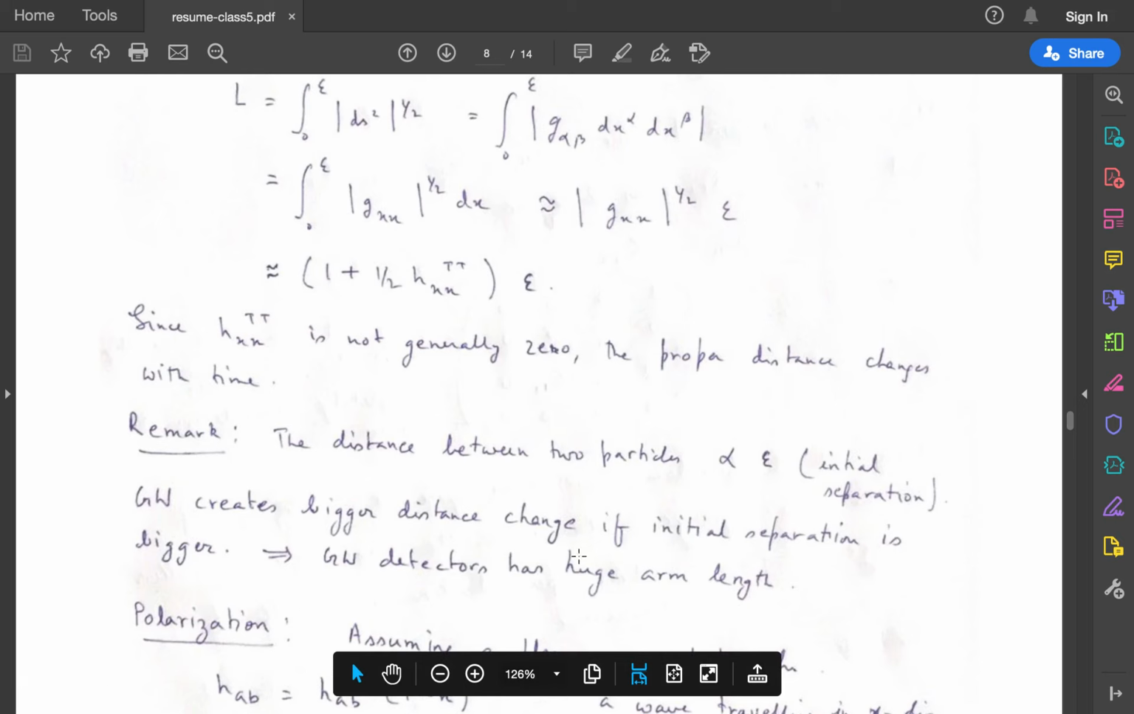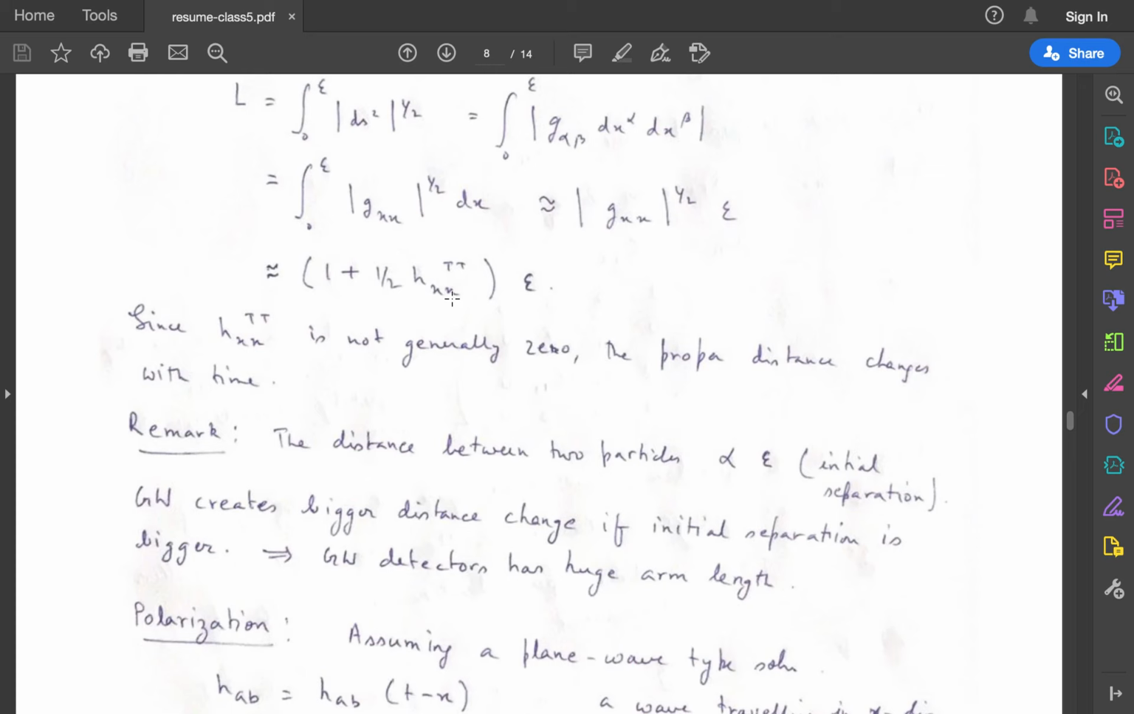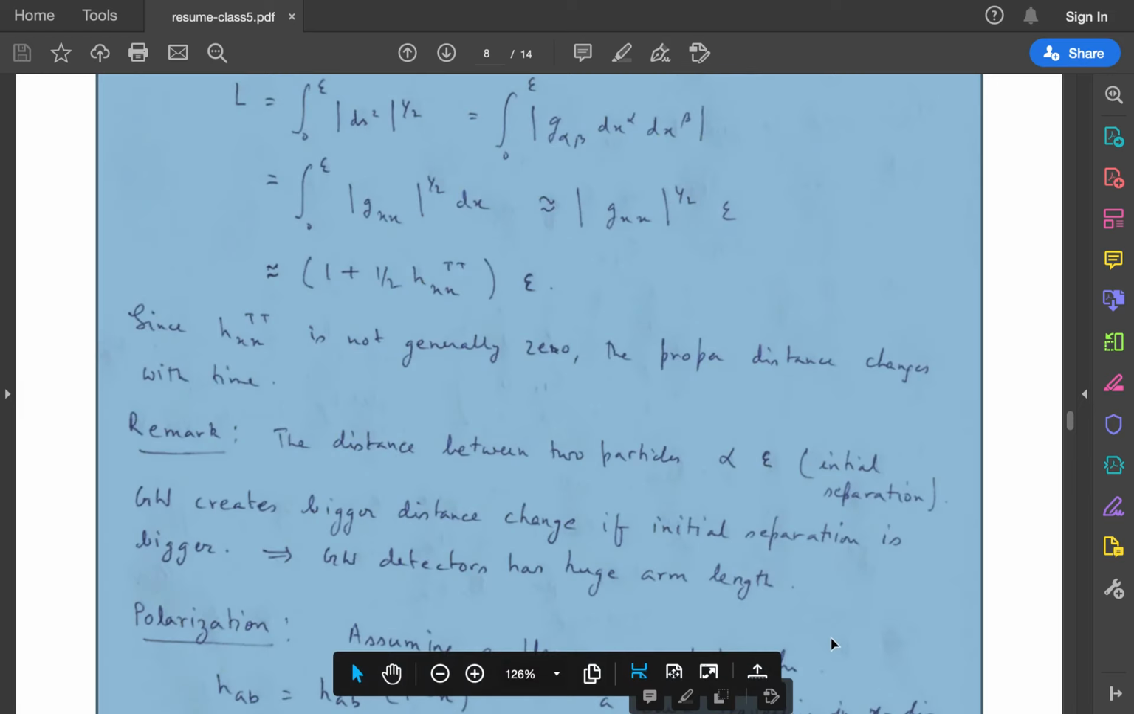To magnify that effect, because h_xx is usually very small, because we are in a linear theory, and we are very far away from the source, we have to have a maximum effect. This epsilon has to be greater so that the gravitational wave detector can detect the waves. Next, I have what I have promised, let us do that.